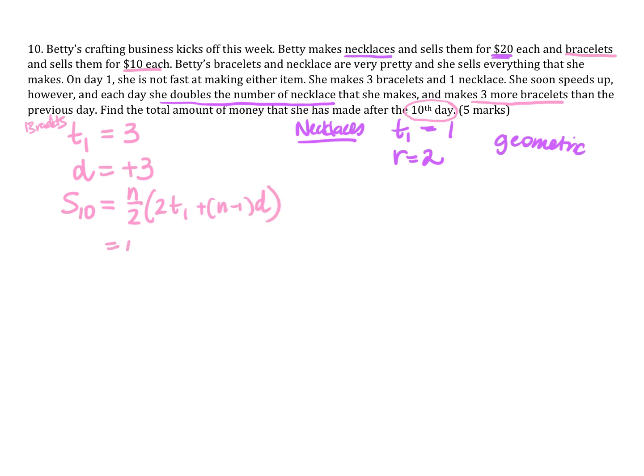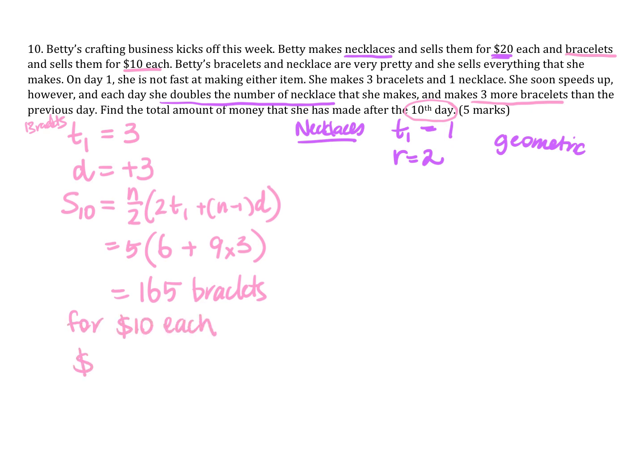Let's work that one out. 5 lots of 2 term 1 plus n minus 1, that's going to be 9 lots of 3. 27 plus 6, that's times 5. So totally, in those 10 days, she's made 165 bracelets. And she sells her bracelets for $10 each. So she has made $1,650 for bracelets. Hopefully her equipment didn't cost very much, because that's quite a nice haul with those bracelets.